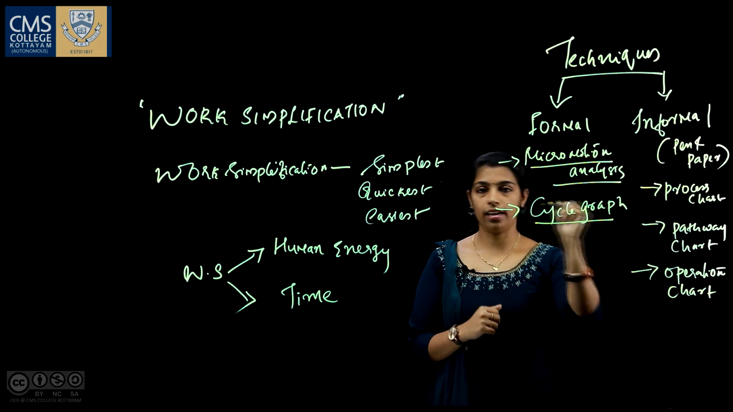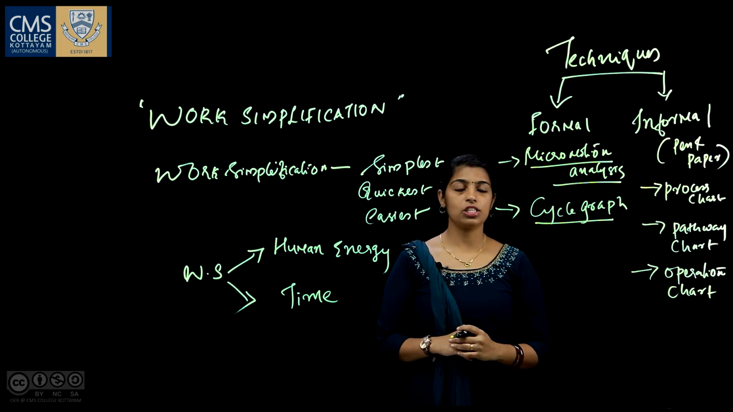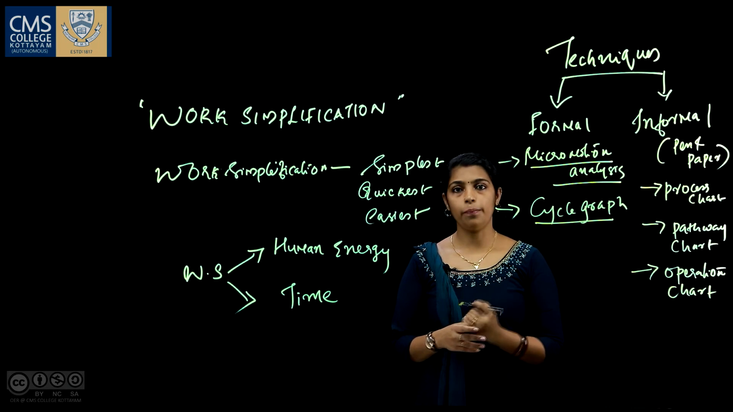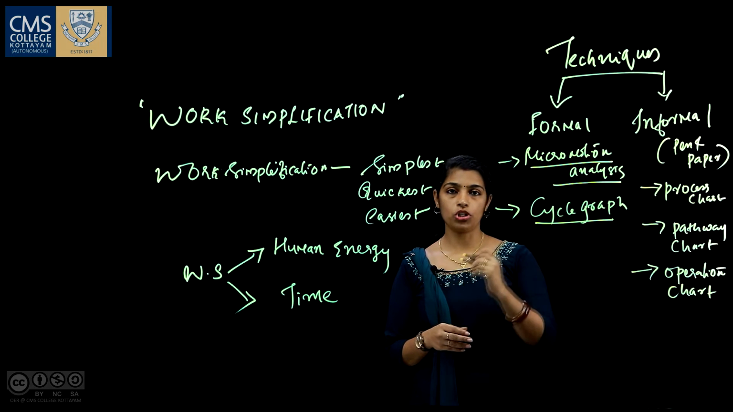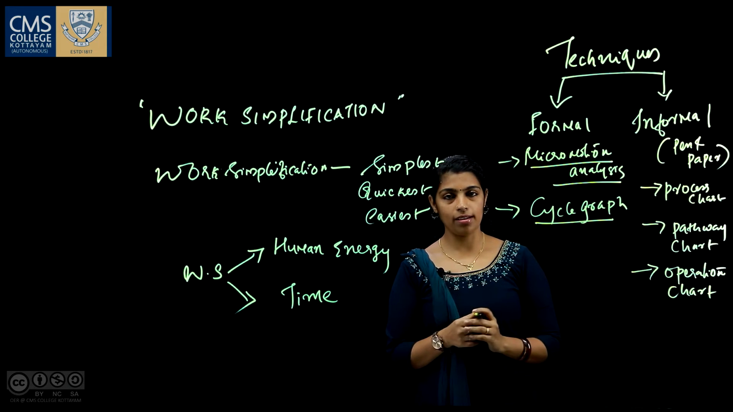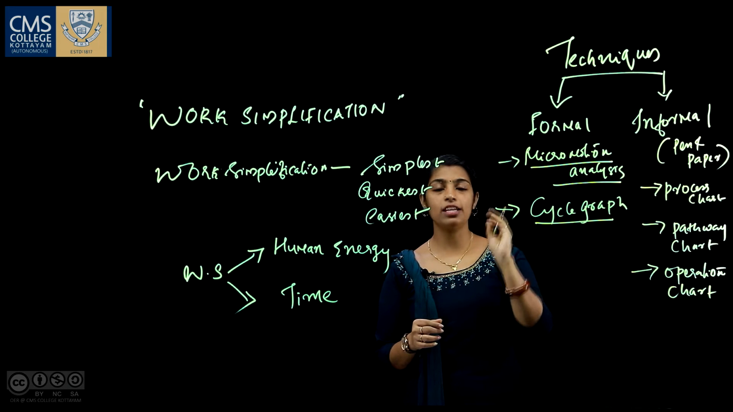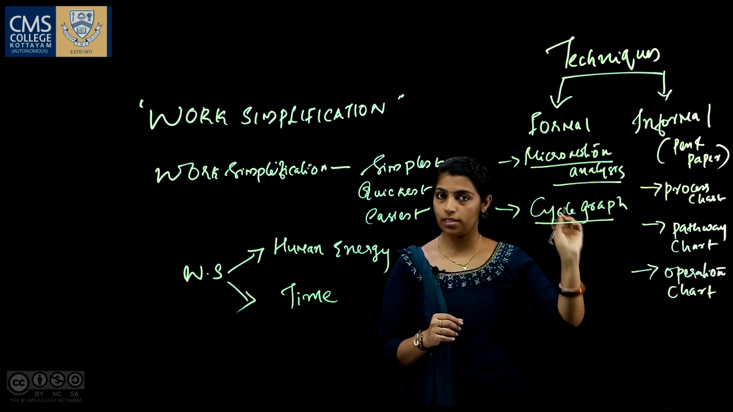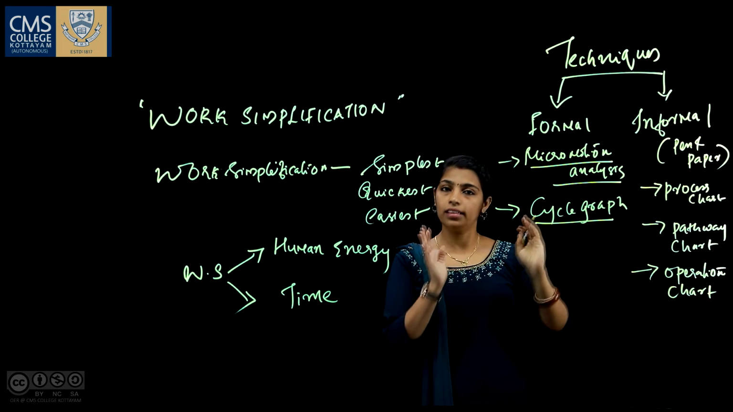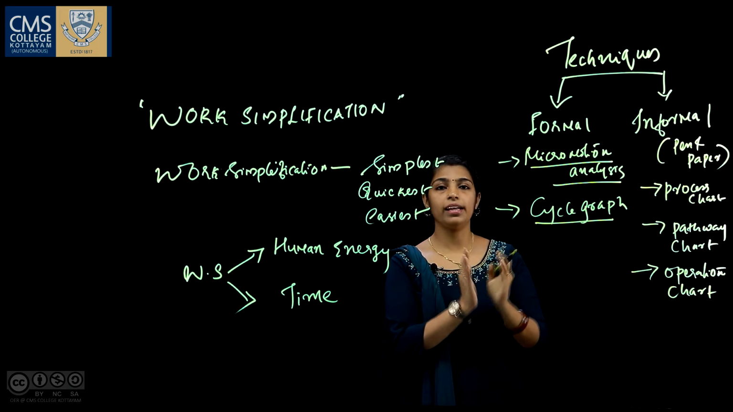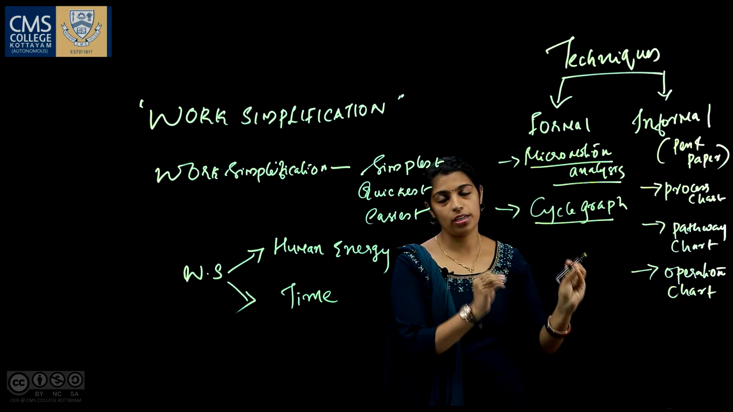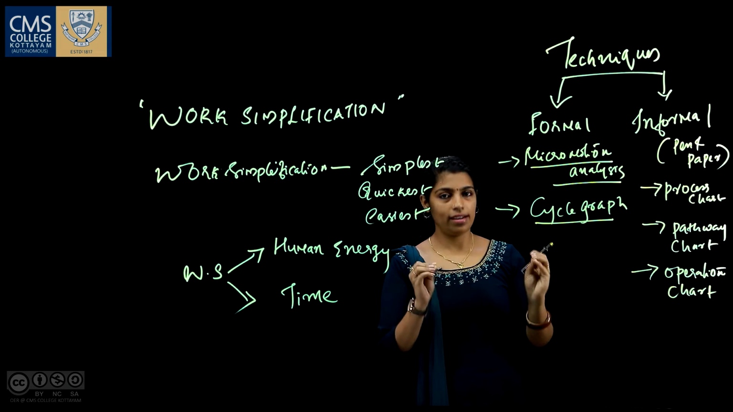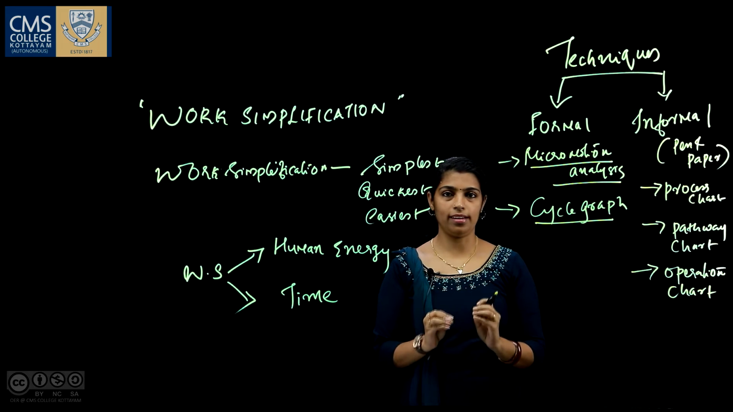Next is the cycle graph. Here, the photographic technique is used to identify the motion of that particular area of body. For example, if we want to study the motion of hand while doing a particular task, a small equipment with a light source is attached to our hand so that the motions are recorded using that source of light. And then the motions are analyzed, then we can identify where the unnecessary motion happened, that is unnecessary step, and the extra time taken which is not necessary for carrying out that particular task.